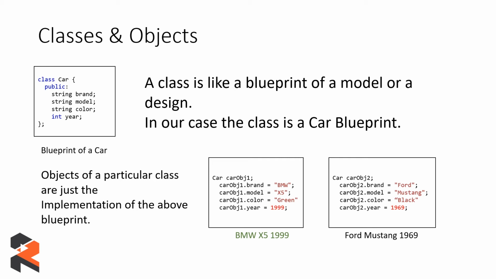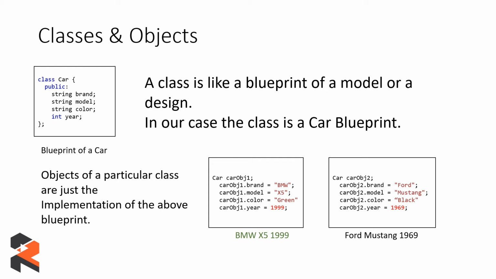For example, we have this BMW X5 which is green in color and was made in 1999. So the color of the car is green, and I have tried to show it using the text color. In a similar way we have a Ford Mustang which is black in color and was made in 1969. So it is shown using the black color.